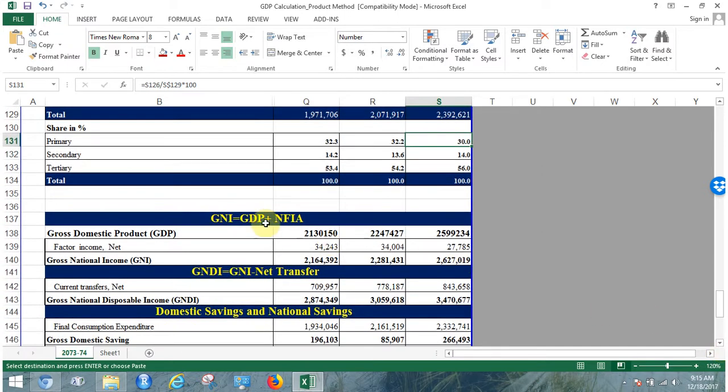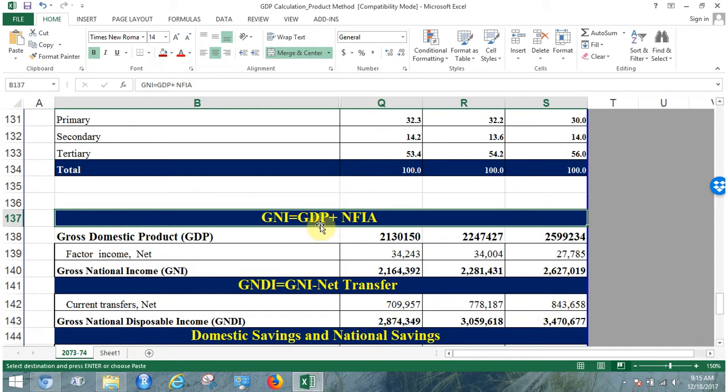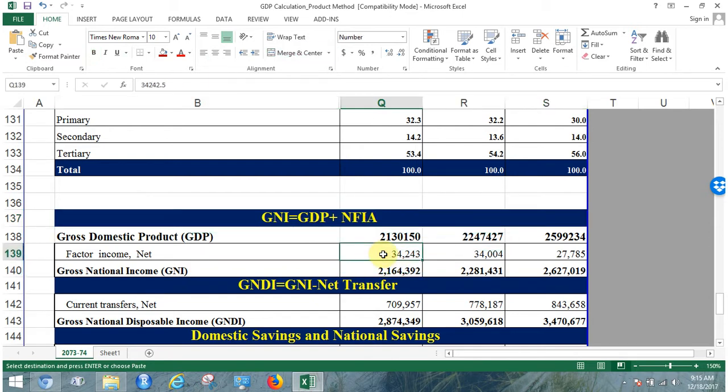So next we move to how the gross national income is calculated. Gross national income is simply the sum of gross domestic product and net factor income from abroad. So this is the net factor income estimate from abroad, and we add this net factor income to the gross domestic product at producer price, which gives us an estimate of gross national income, and we can use this formula for all the 3 years.